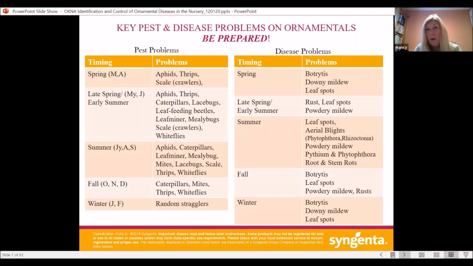It's also important to know when these problems are going to start showing up in the nursery or greenhouse. And so if you look on the right-hand side under the disease problems, you see that in the spring, obviously it's cooler temperatures. You're going to run into issues perhaps with botrytis, downy mildew. Obviously, leaf spots can happen any time of the year. Once you start getting into late spring or summer, you may begin to see signs of rusts and powdery mildew. And the list goes on. So you should just know when things could potentially be a problem so that you are prepared.